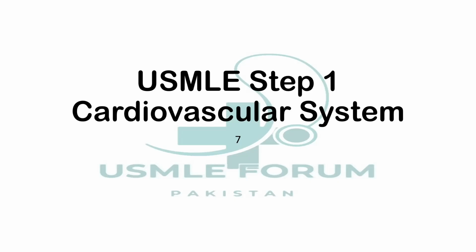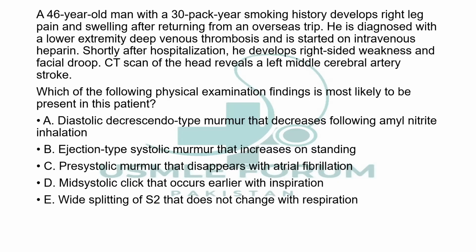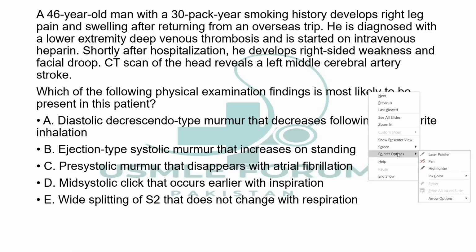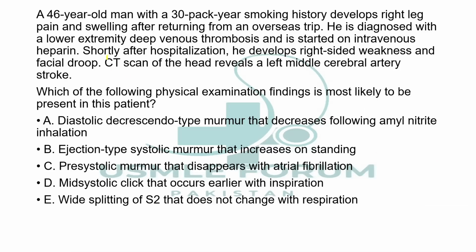Welcome, guys. Today we'll be continuing on with the series. A 46-year-old man with a 30-pack year smoking history develops right leg pain and swelling. He is started on intravenous heparin, and the diagnosis is confirmed that a lower extremity DVT is there. Then he develops right-sided weakness and a facial droop, which signifies a stroke. CT scan reveals a stroke.